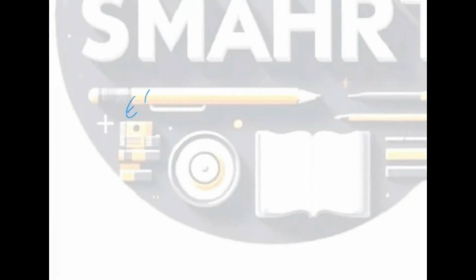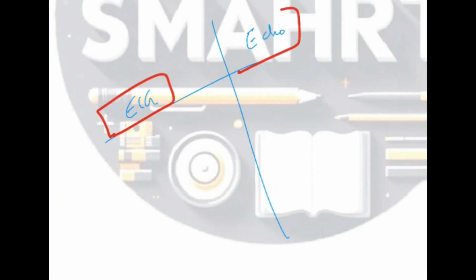What is ECG? And what is echo? ECG means electrocardiography. Echo means echocardiography. How are they both different? Anyone?